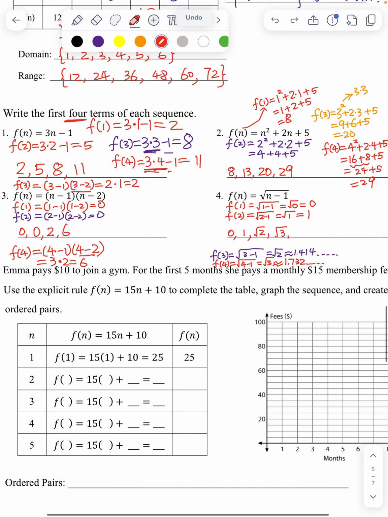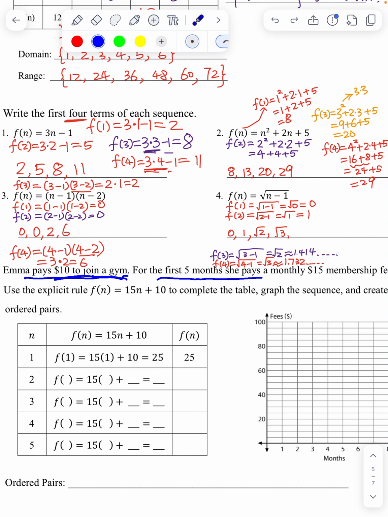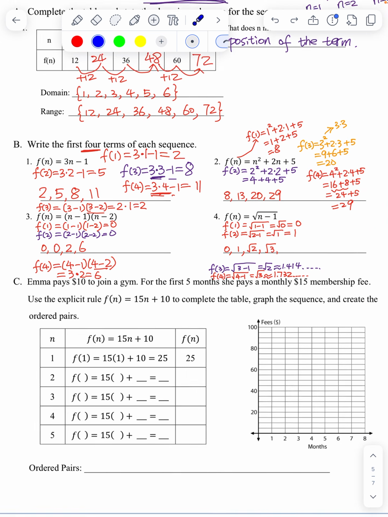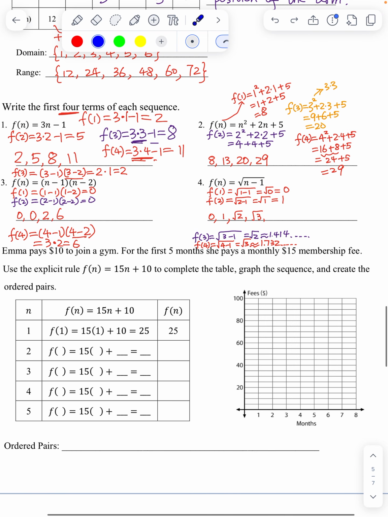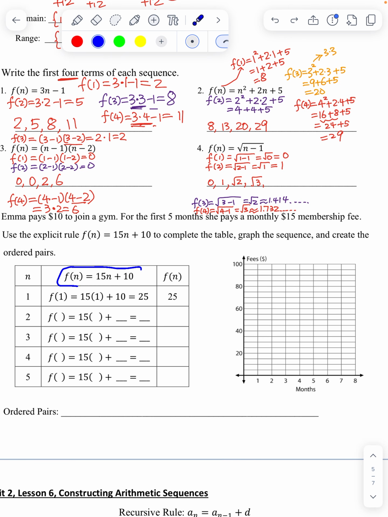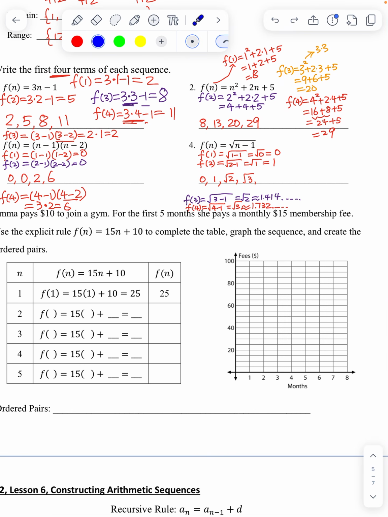Okay, part C. Emma pays $10 to join a gym. For the first 5 months, she pays a monthly $15 membership. That's pretty cheap, I think. Use the explicit rule to complete the table, graph the sequence, and create the ordered pairs. The explicit rule, or sometimes people call it a formula, is already given. n means the number of months, right? So how much is the total cost?